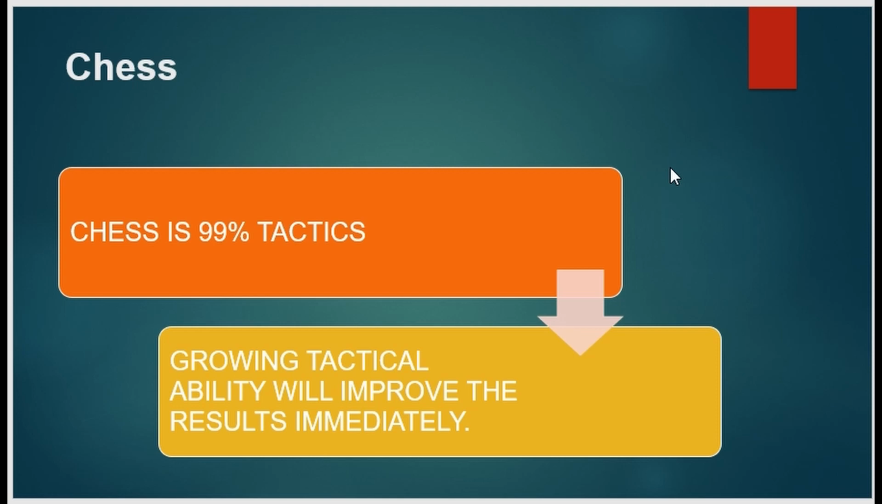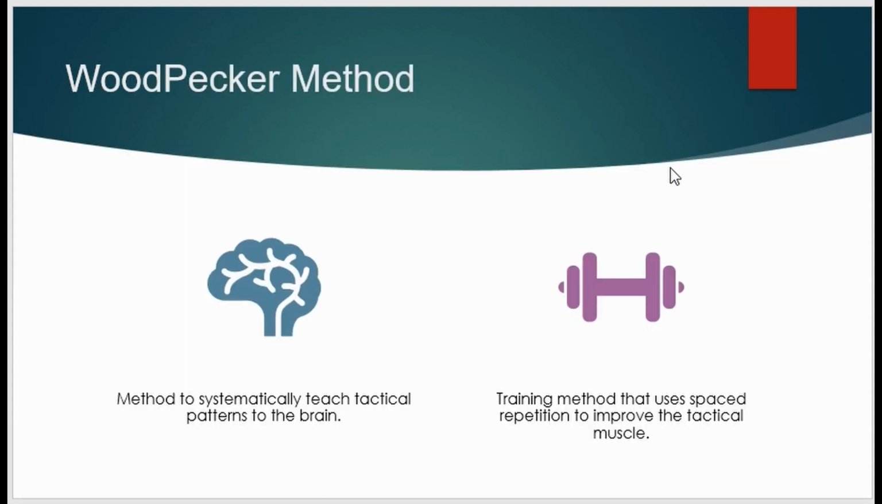Even those who are watching the chess matches at the highest level can find that most of the GM games end with some kind of tactical blunders. We need to consciously work and improve on our tactical ability. By improving our tactics, the results will be impacted positively. So, in order to improve on our tactical ability in a systematic way, we use the Woodpecker method.